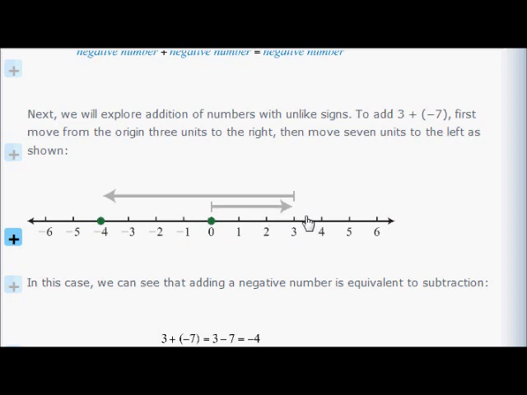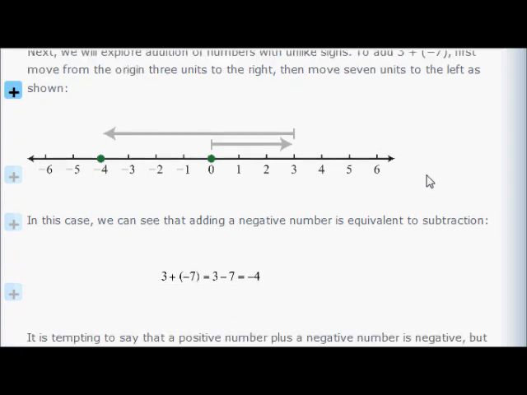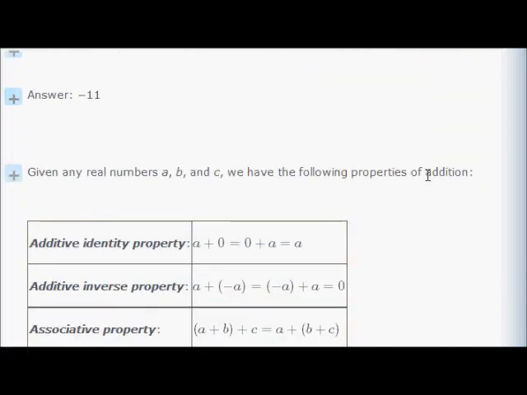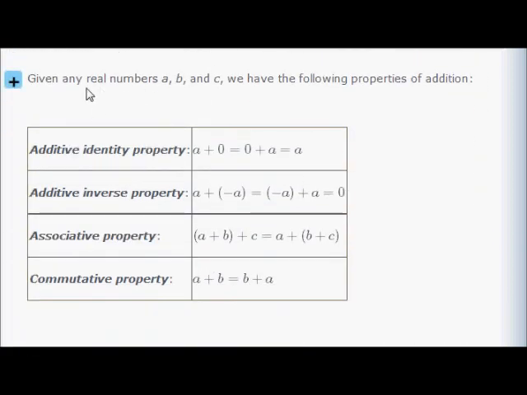And the same with irrational numbers like pi. 0 plus pi would be pi, because you'd be right about here. Okay? 0 plus 3.14 would put you at 3.14, right? So that would work with irrational numbers like pi as well.